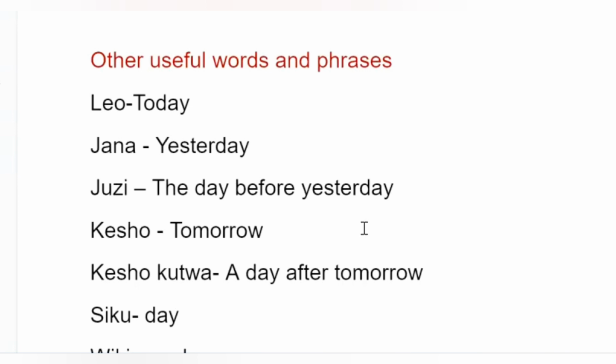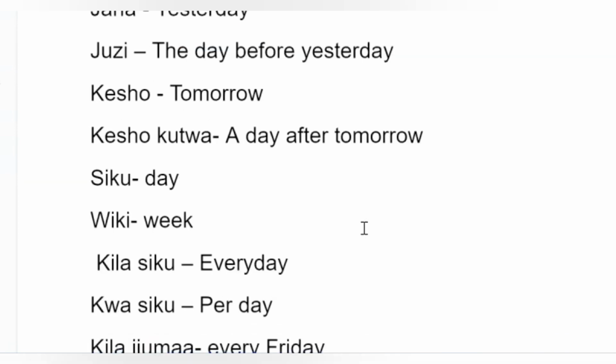Tomorrow, kesho. A day after tomorrow, for example, if today is Tuesday, a day after tomorrow, which is Wednesday, will be Thursday. If you want to talk about that, in Swahili we simply say kesho kutwa. And then day is siku. Week, wiki. Just from the English, we say wiki for week. Every day, kila siku, kila, every, siku, day. Per day, kwa siku.